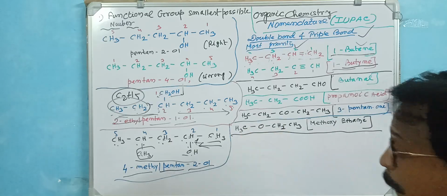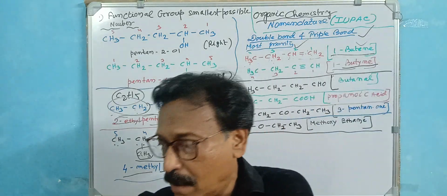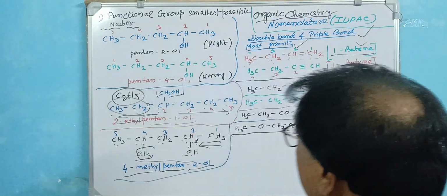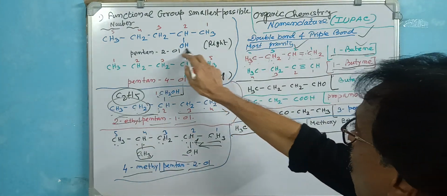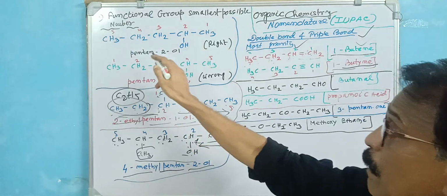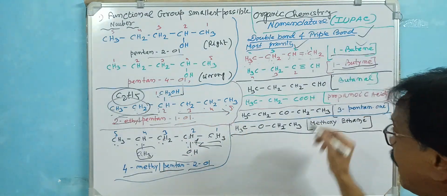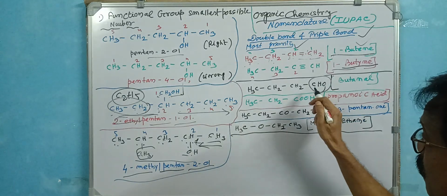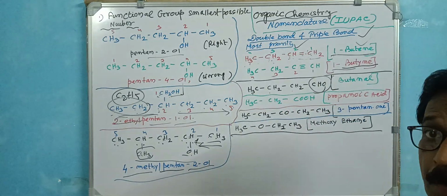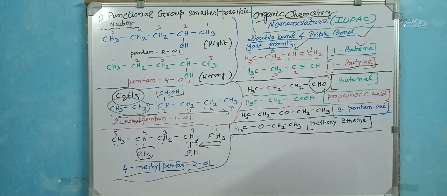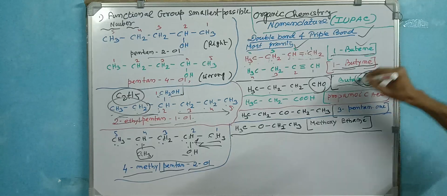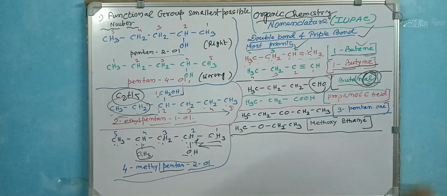Now, in case of a functional group, the different functional groups have different naming. Here you know the ol. So alcohol is ol. Pentan 2 ol. Okay. In case of aldehyde, starting from here, 1, 2, 3, 4. The first position is the aldehyde functional group. 4 means butane. Butanal. Now, al is very important. Butanal. Al. This is the naming.